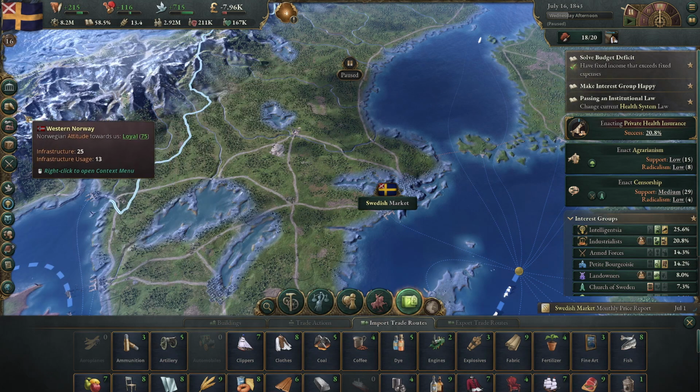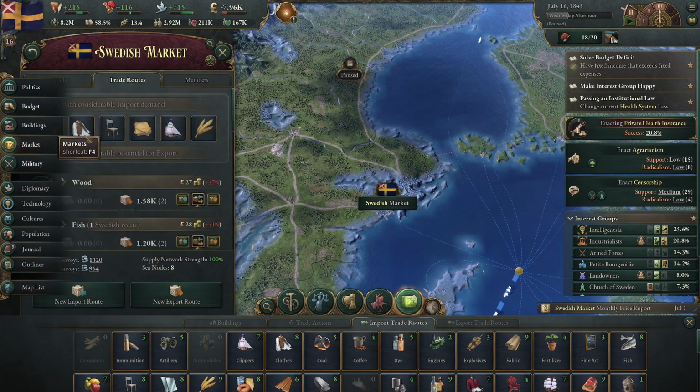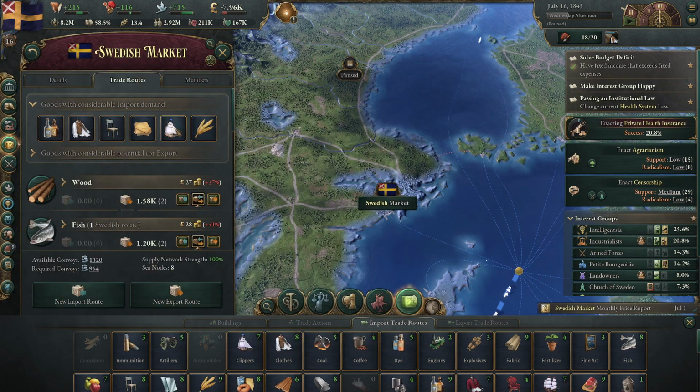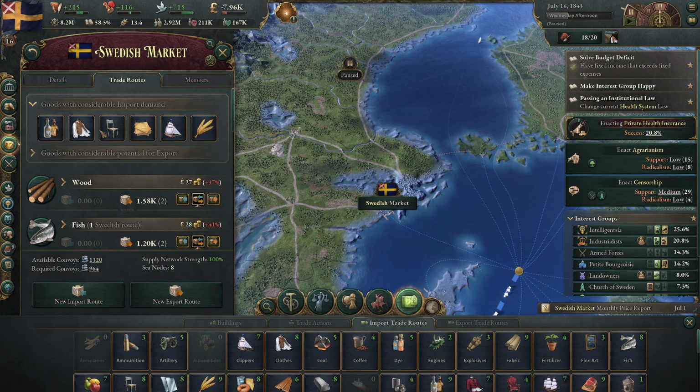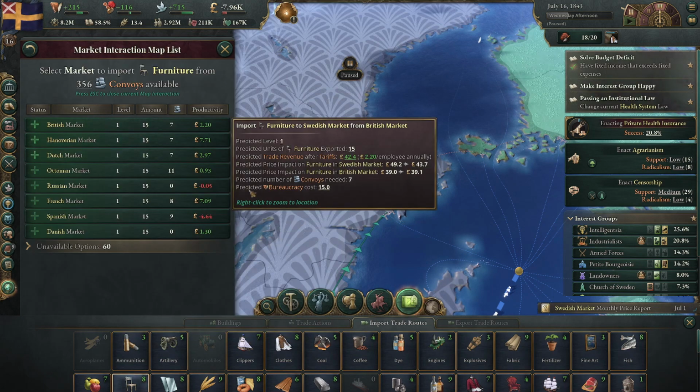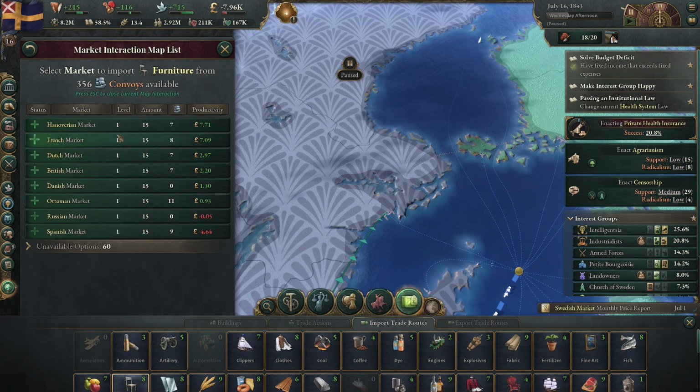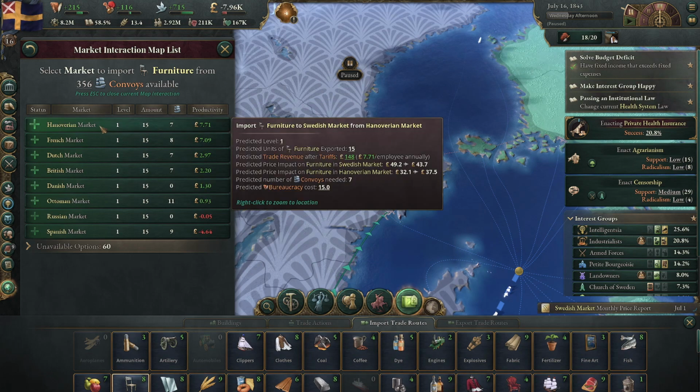So trade routes, as long as you've got the clippers or convoys, as I think the proper name is, as long as you've got the clippers that can make all convoys available, what you can do then is actually make money from this. So actually, let's do productivity. So the Hanoverian market would be quite good.